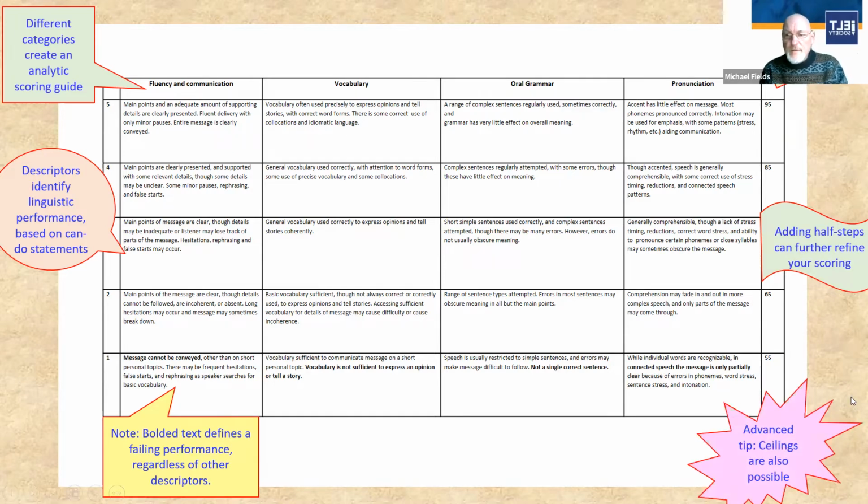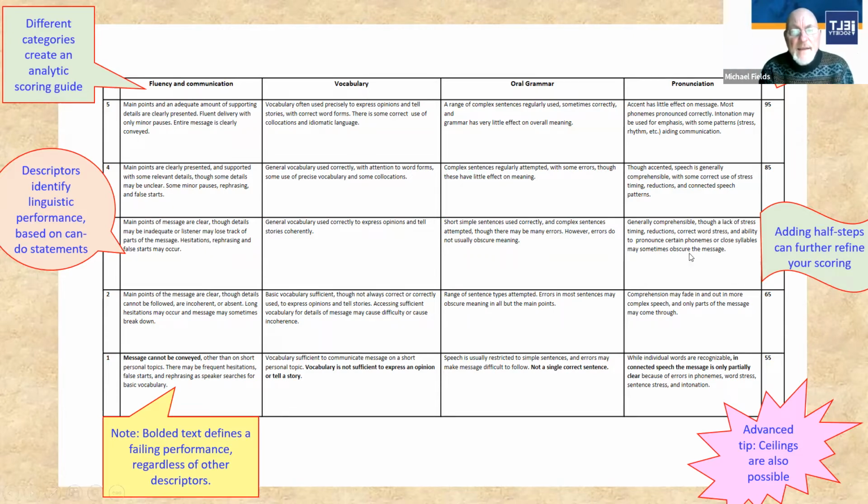And then one more advanced tip, ceilings are also possible. So you do have the examples here of ceilings at the lower level, at the F level, that if they don't perform beyond this, like if every sentence has some sort of grammar error, or if their pronunciation is so poor that only part of the message is coming through, we don't really understand the message because of pronunciation, we're going to limit that to a score of 55, no matter what else they might do in that category.